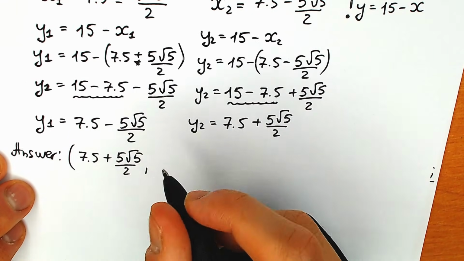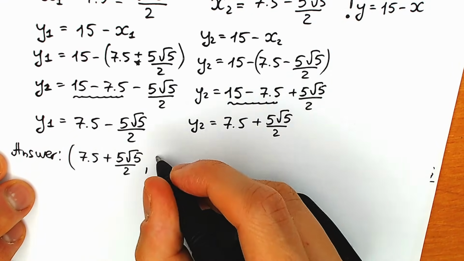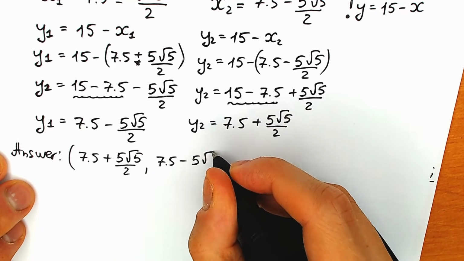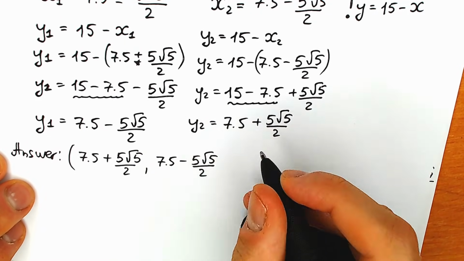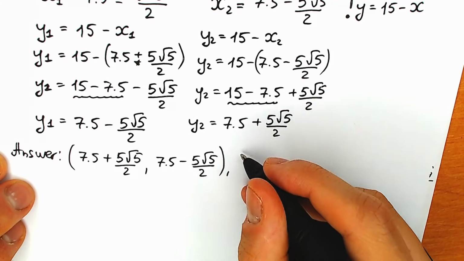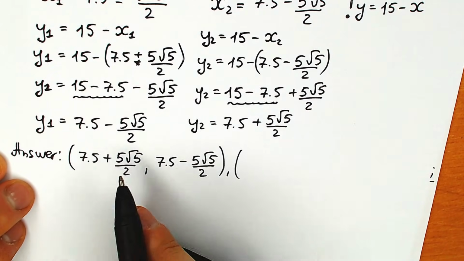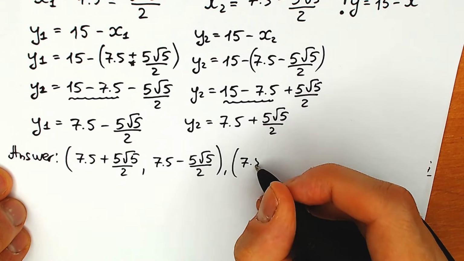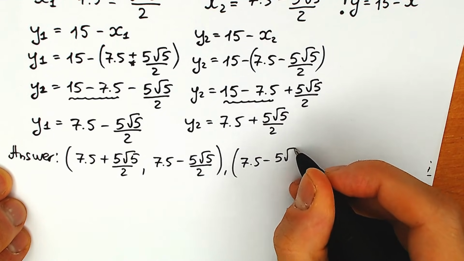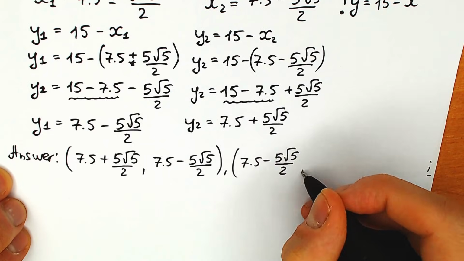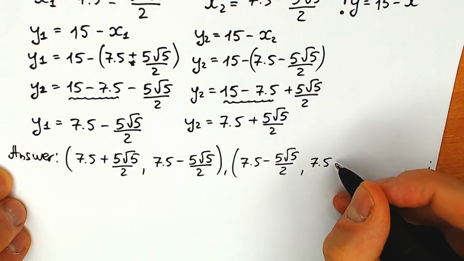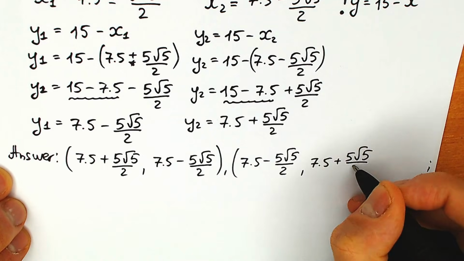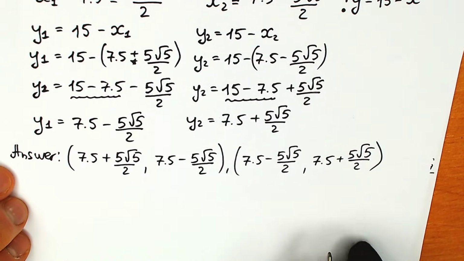This is our x first, and y first right here. So, as you can see, our roots are absolutely symmetrical with each other because we have absolutely the same constant but only different signs. And right here, the second pair is absolutely the same but in a different order. So that's why we have (7.5 minus 5 square root of 5) over 2, and the second one (7.5 plus 5 square root of 5) over 2. Okay, so we have our answer.